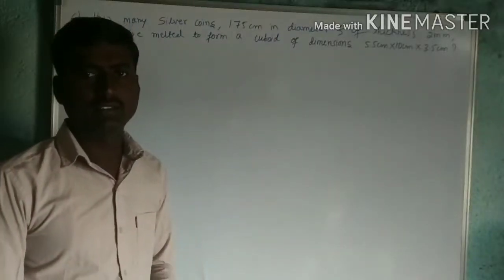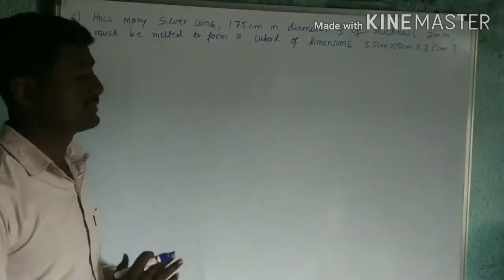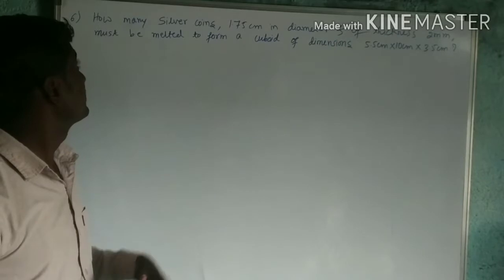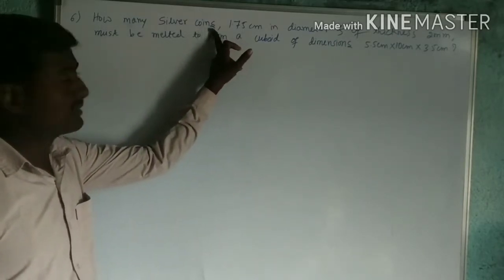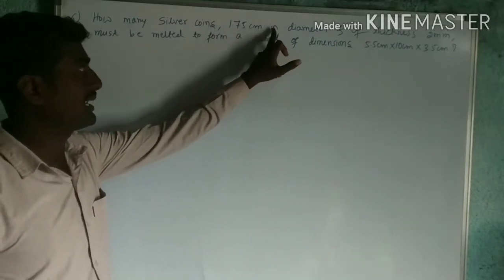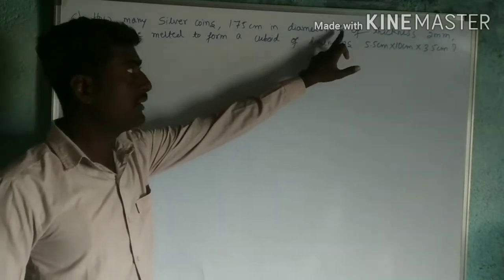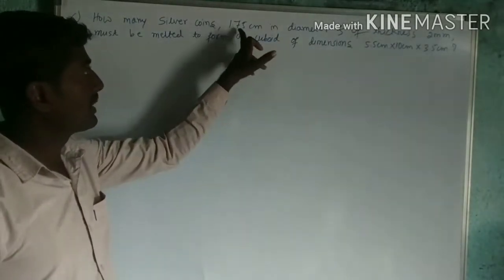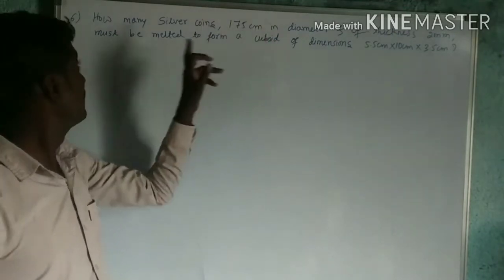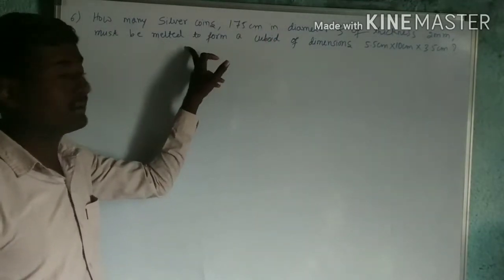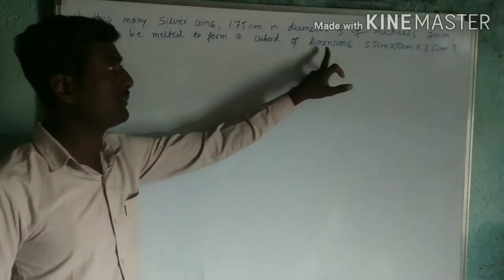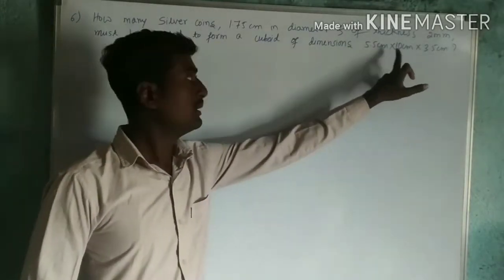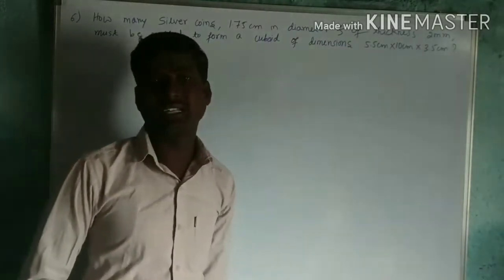Hi dear students, now we shall discuss the sixth question, that is: how many silver coins 1.75 centimeter in diameter and of thickness 2 millimeter must be melted to form a cuboid of dimensions 5.5 by 10 by 3.5 centimeters.